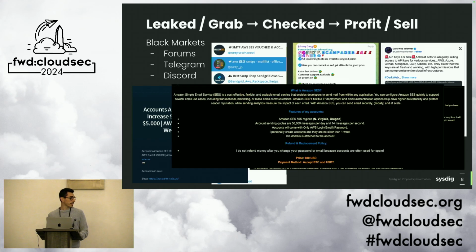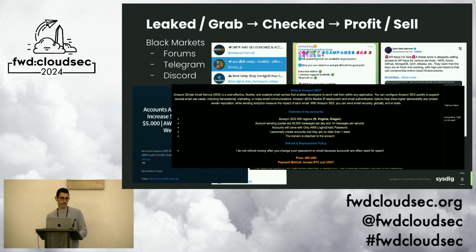The price is usually between $600 and $800, but it really depends on the rate limit that they have on daily emails. Usually 50,000, might be more if the account owner requests more. And the other point is in how many regions SES is actually enabled. So if they have more regions, of course, the price will rise.